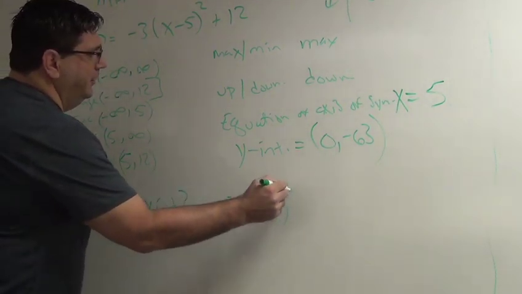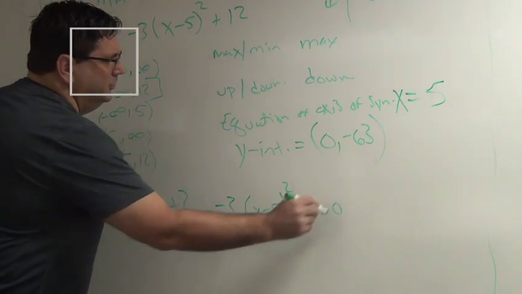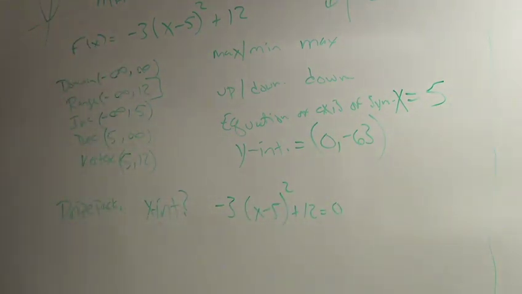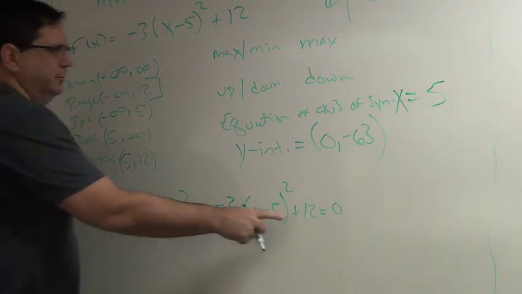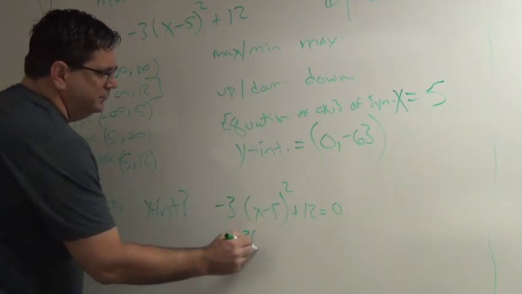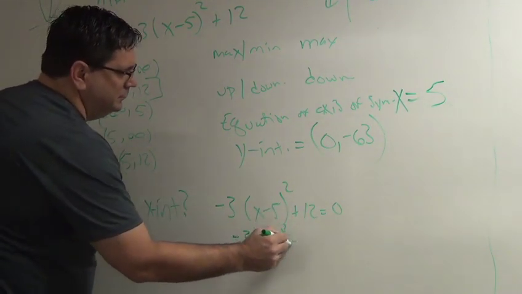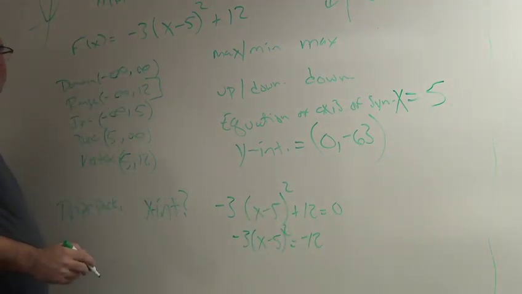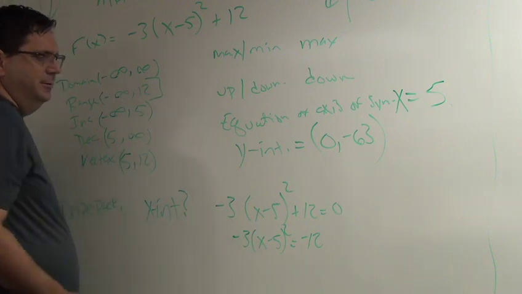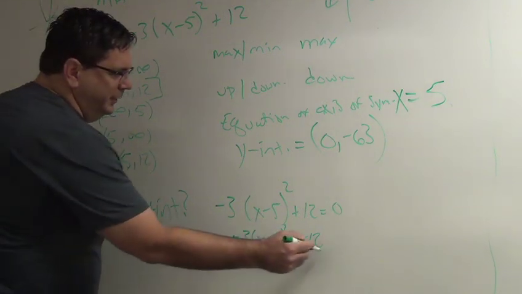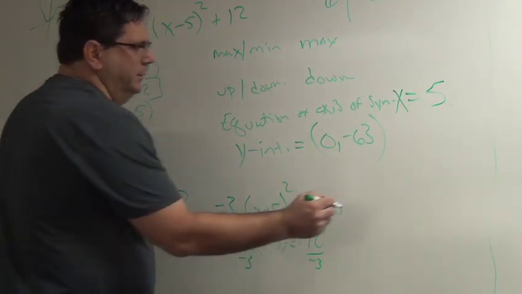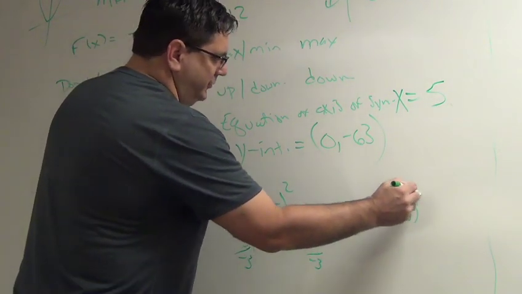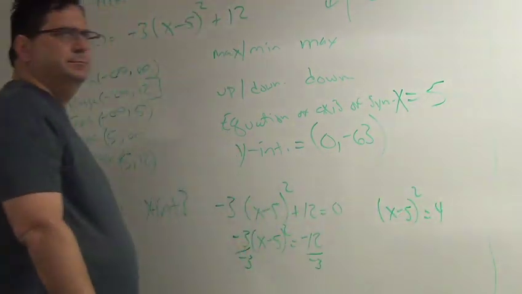Now let's take a look at how you would find this. You would set it equal to 0, right? You would move the 12 over. You're trying to leave the x alone, you've got to get x by itself. So you divide by -3. You get (x - 5) squared equals 4.